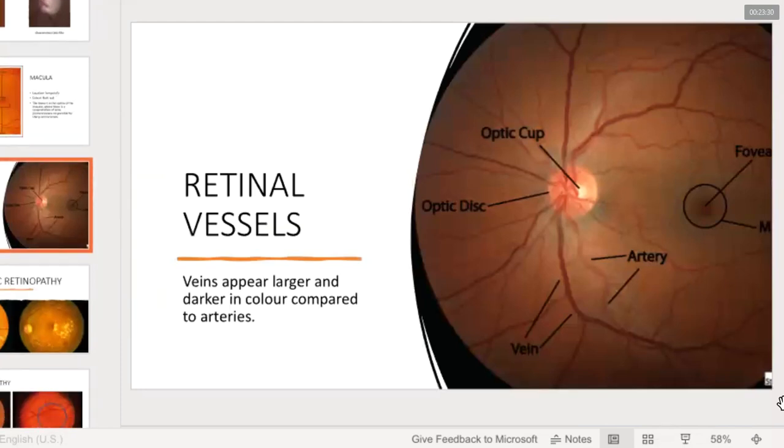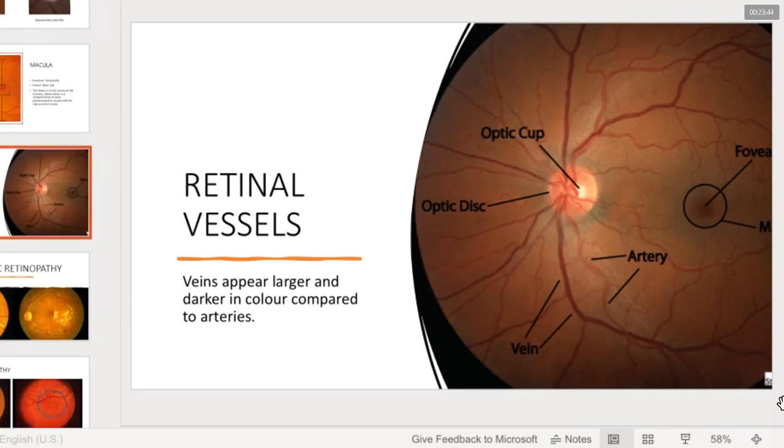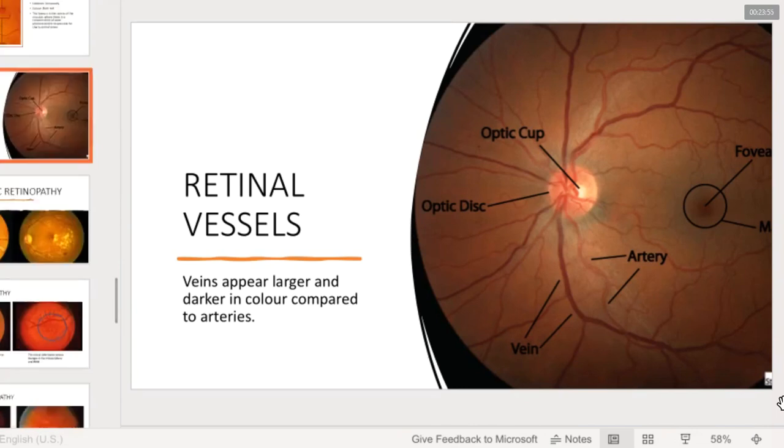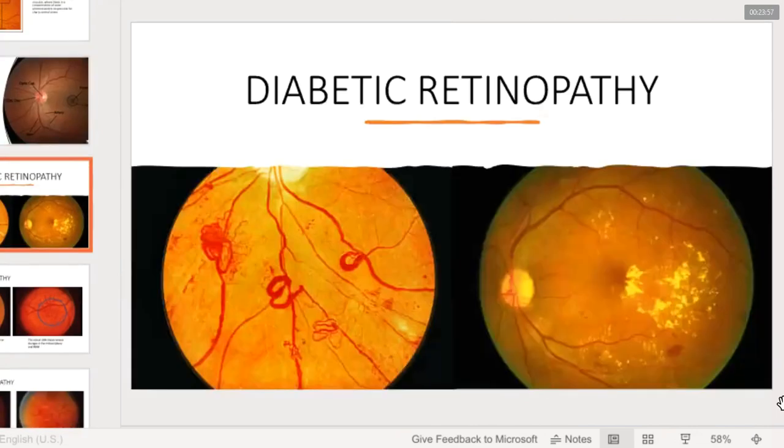Okay. And then next will be the retinal vessels. What are the differences between the artery and veins if you see from the direct ophthalmoscope? You can see that usually the vein will have a darker shade compared to the artery. And usually the artery is smaller than the vein. Okay. I think that would be on the vessels.